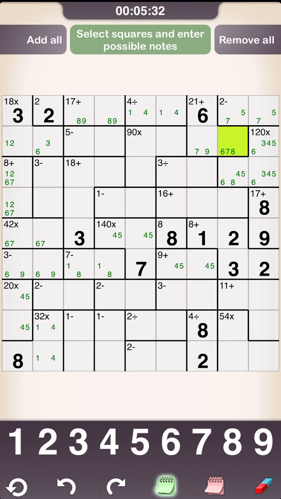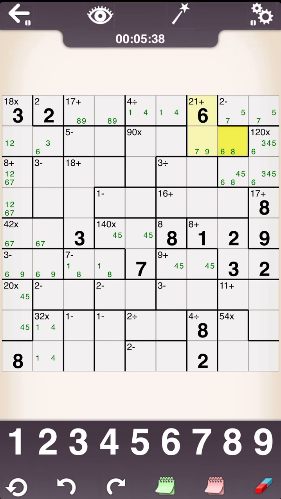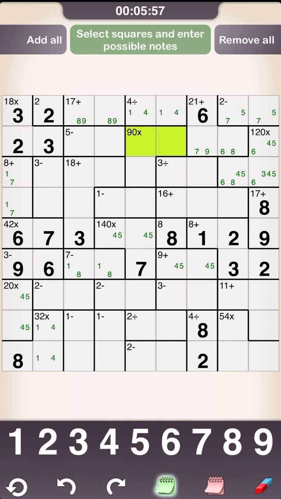15 here. Is that 6 8? Yes, there's no 7 there. 1 2 6 7. So 1 2 6 7 in those 4 cells here, which makes that 9 6 7 6. That's 1 7. That has to be 2 3.